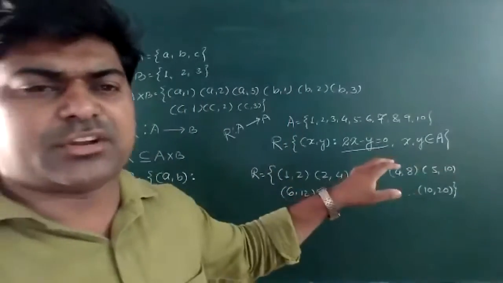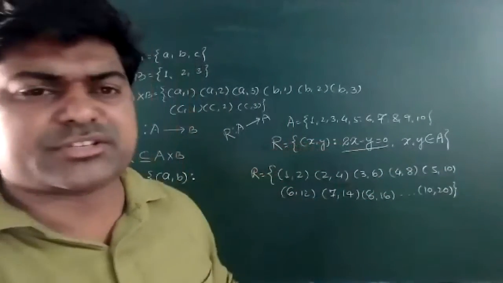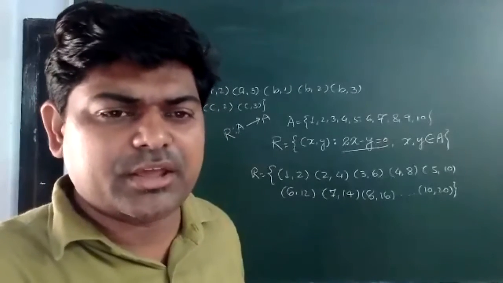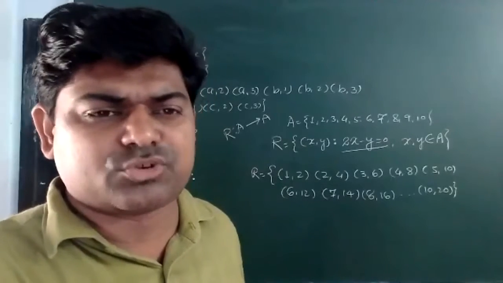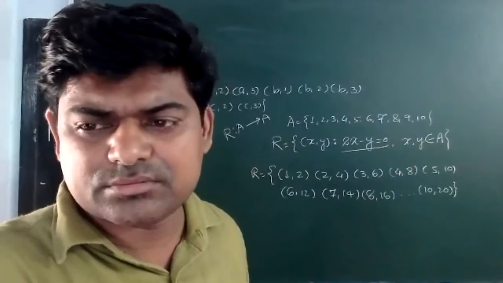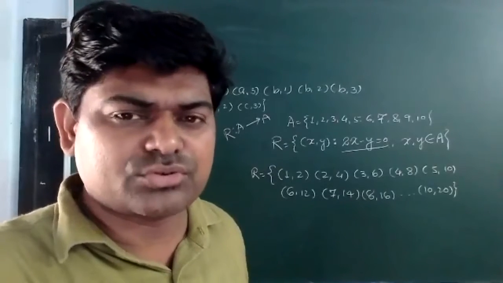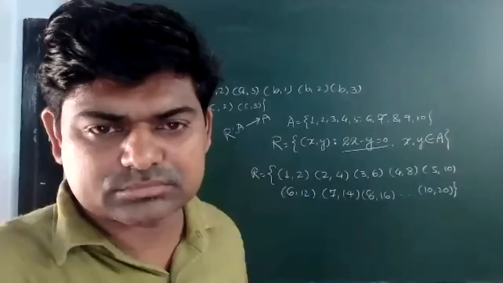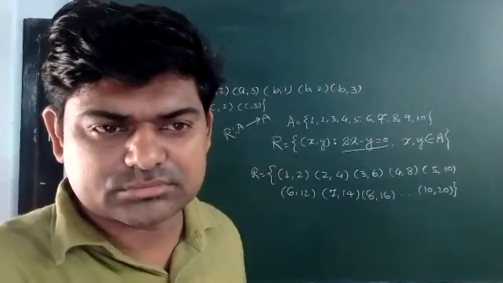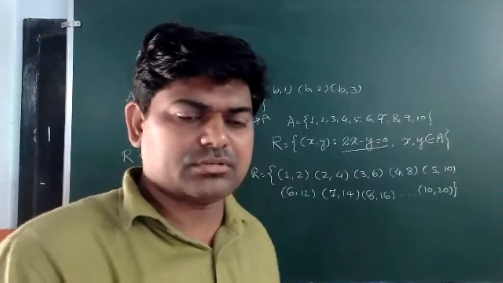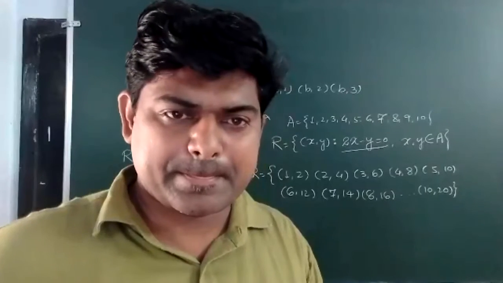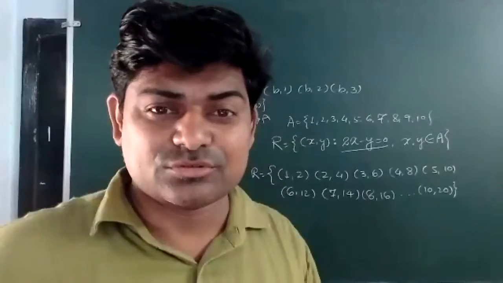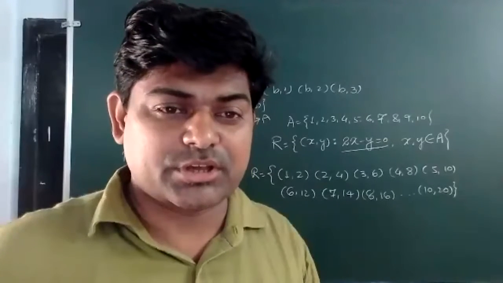That's one relation I wrote here. R is equal to (x, y) such that 2x minus y is equal to 0, where x and y both belong to A. Then after that I wrote the same thing in roster form. Is it? Yes, sir. So I'm asking you, is it correct or not? Say yes or no. Yes, sir. Okay.